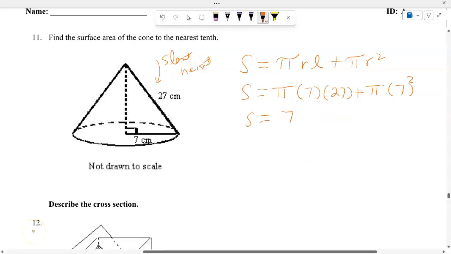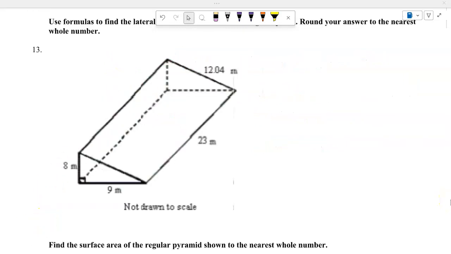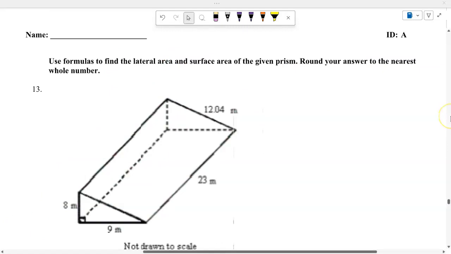I get exactly 747.699. It says round up to the nearest tenth. So the total surface area, or the surface area, is 747.7 square centimeters. So remember that this is called the slant height. That will be R. Use formulas to find the lateral and surface area of the given prism.